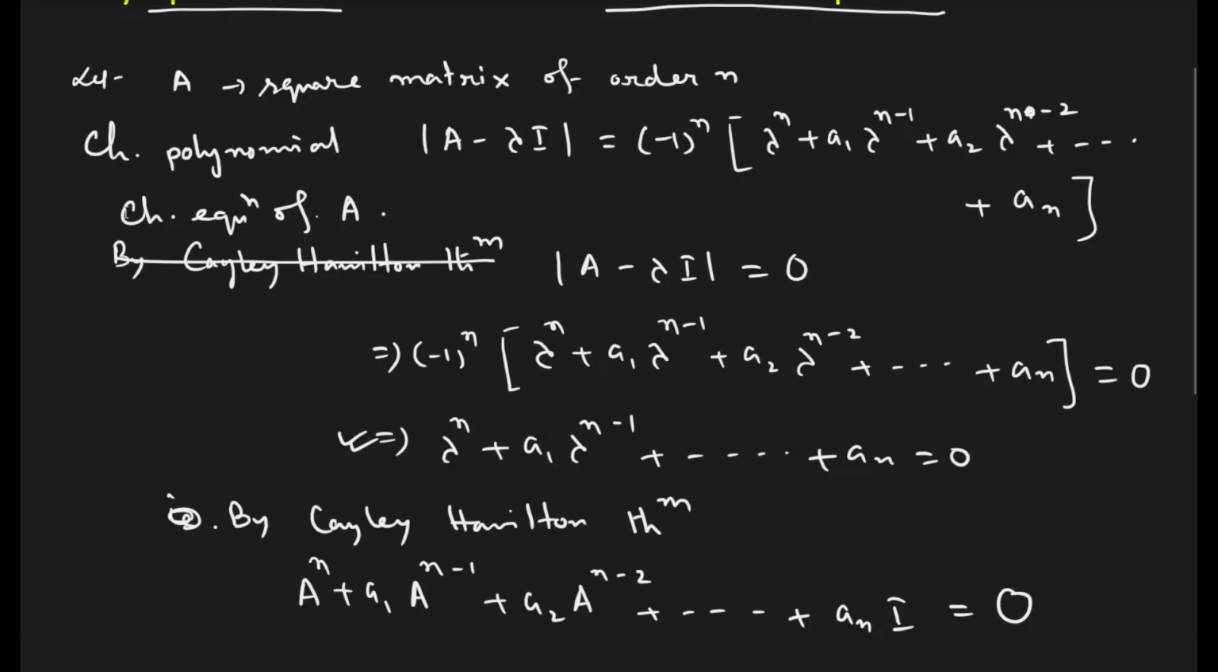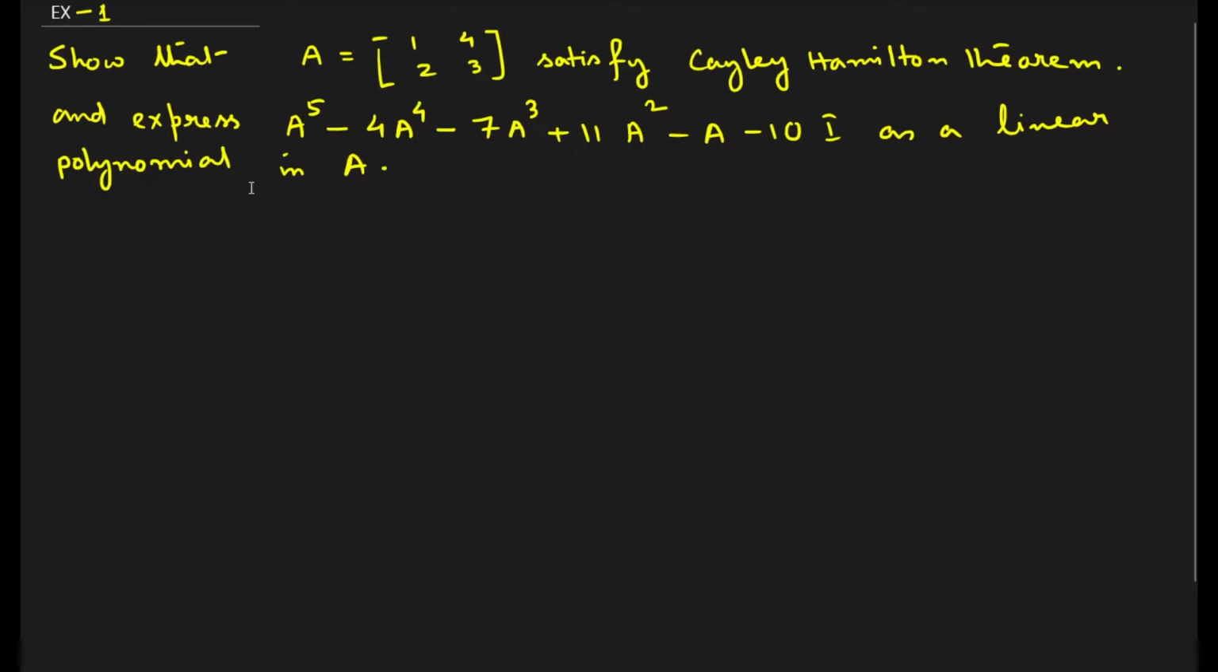Okay. Now let's do one problem so that the idea will be more clear to all of us. So we have taken a matrix which is 2x2, so it is a square matrix. First we have to verify that this particular matrix satisfies, or verify Cayley Hamilton theorem. So for that, what we need to find?